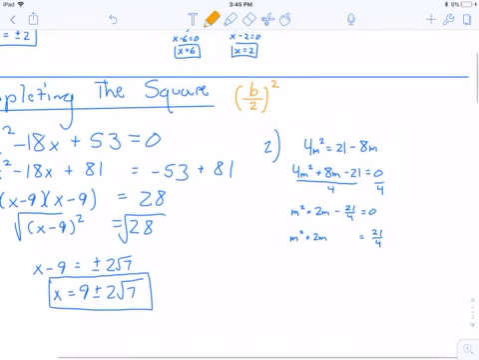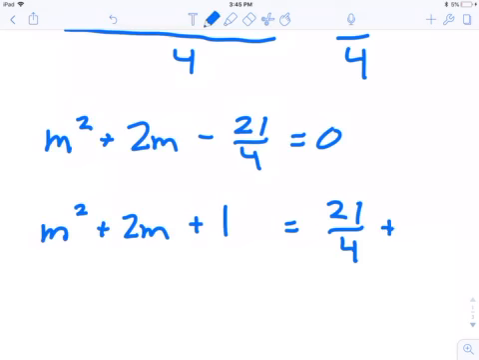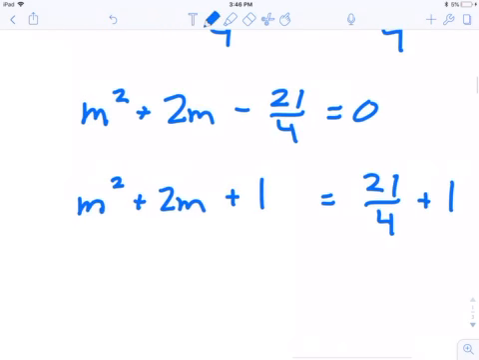So over here, let's think about how we get this missing value. Well, we take this value 2, divide it by 2, and square. Well, what's 2 divided by 2? 1. What's 1 squared? 1. So I add 1. Whatever I do to one side, I do to the other. Don't forget that.